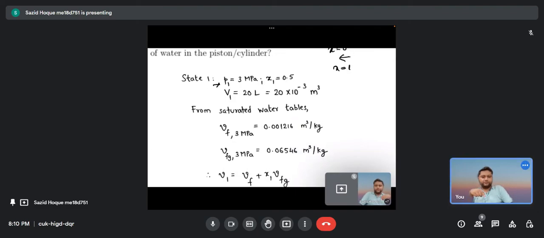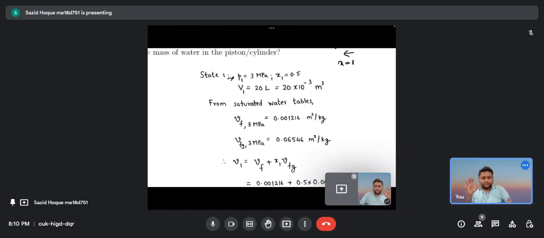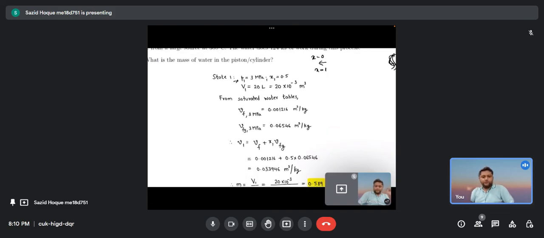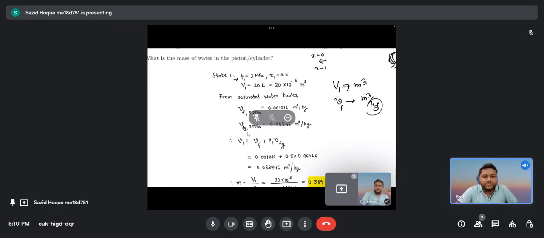Now you have V1 is 20 liter, and from saturated water table, we don't know what is small v1, right? Capital V1 is in meter cube unit. Small v1 is in meter cube per kg unit, so if you know these two, you can find out what is the mass directly. So for that, we need to go to the table to find out what is the vf and vfg at 3 megapascal. So we can go there.